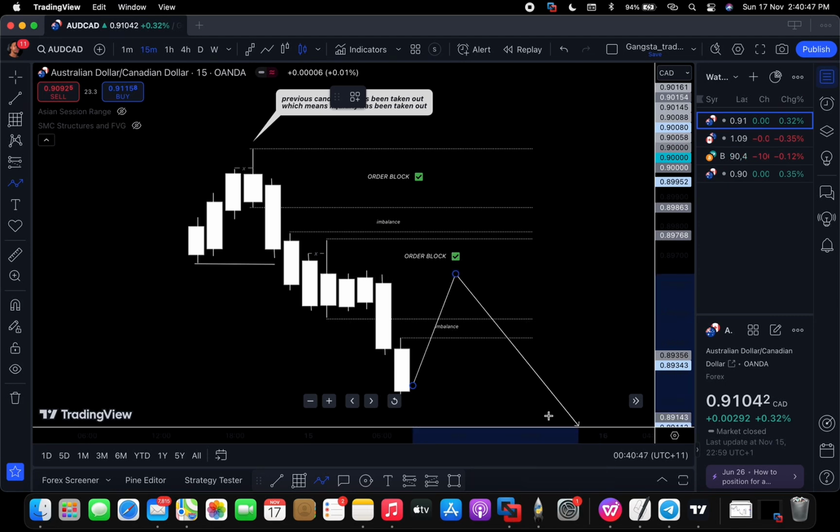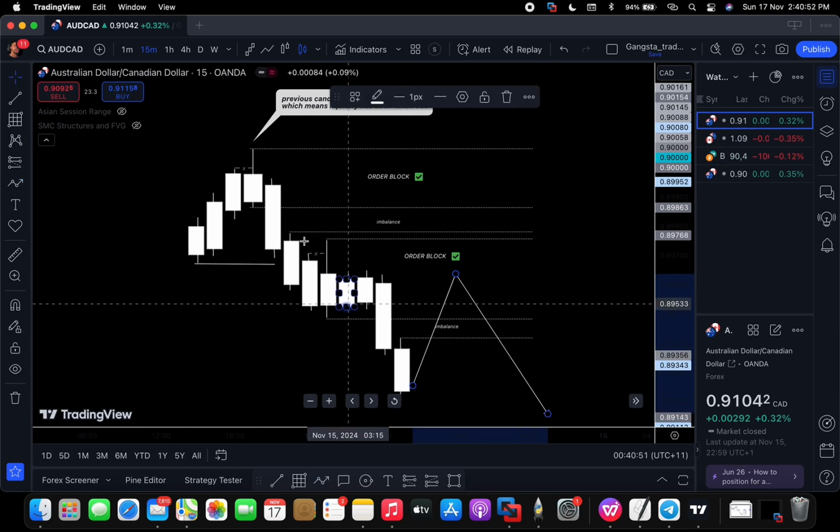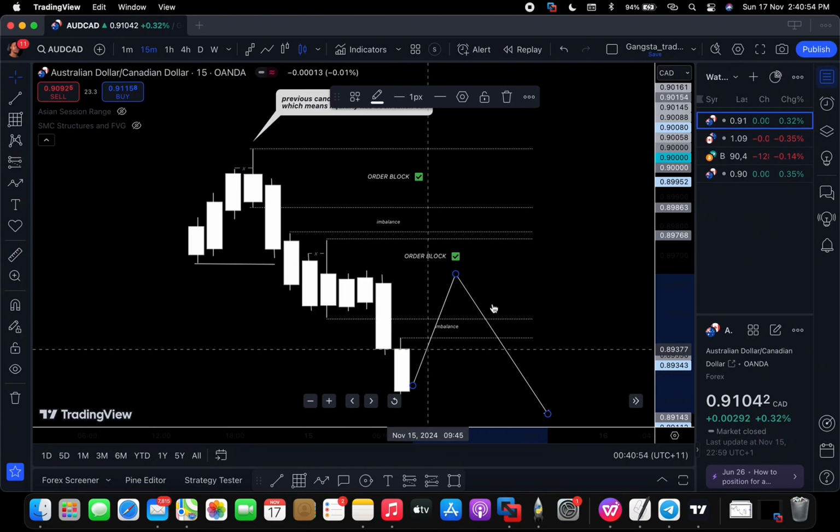Very simple, right? So there's imbalance here, liquidity has been taken out here. This is how to identify a valid order block.